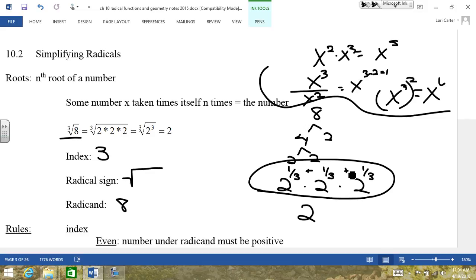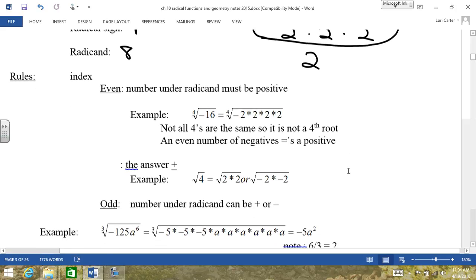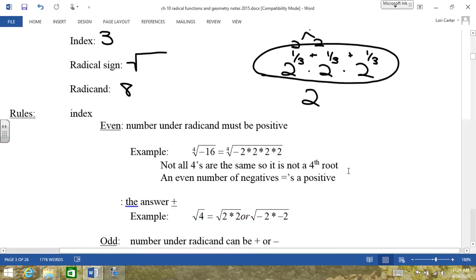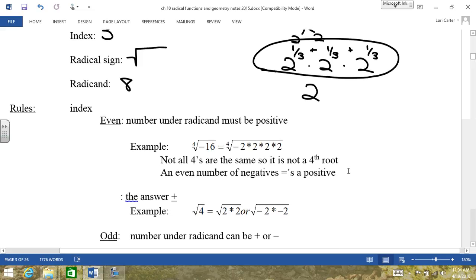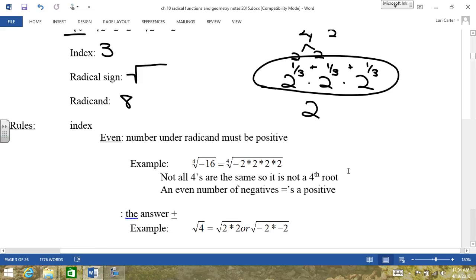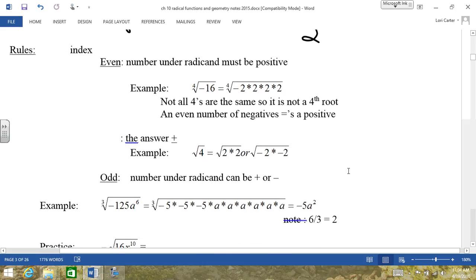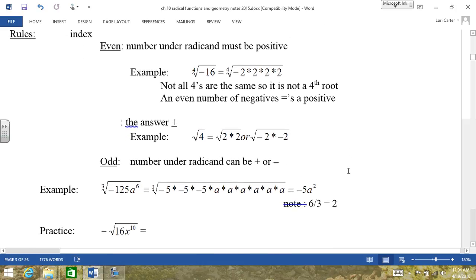Okay. Now, when you're doing this, there are things you have to remember. Say we have 9 and only 2 numbers go into it, and the index is 3. If you cannot get 3 of them, if you cannot get a whole exponent, you cannot take it out. And if there are leftover numbers, you multiply the leftover numbers and leave them in.